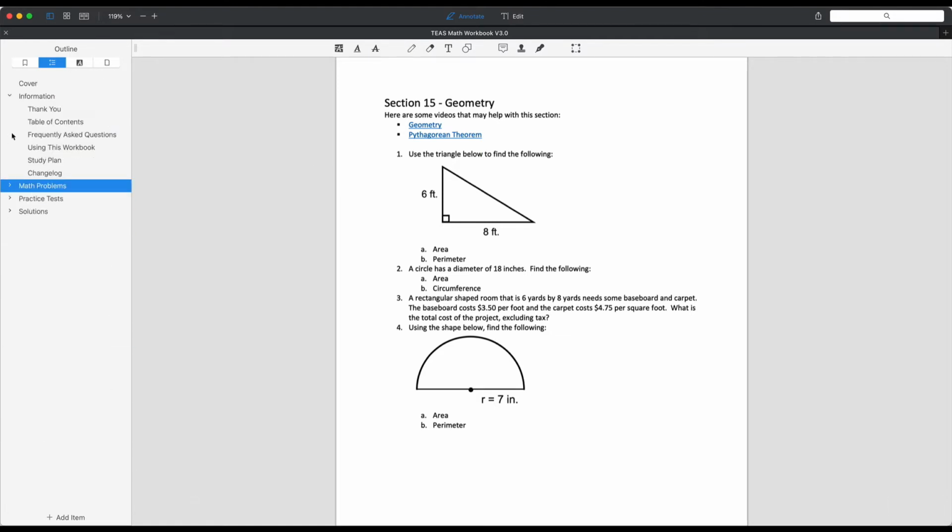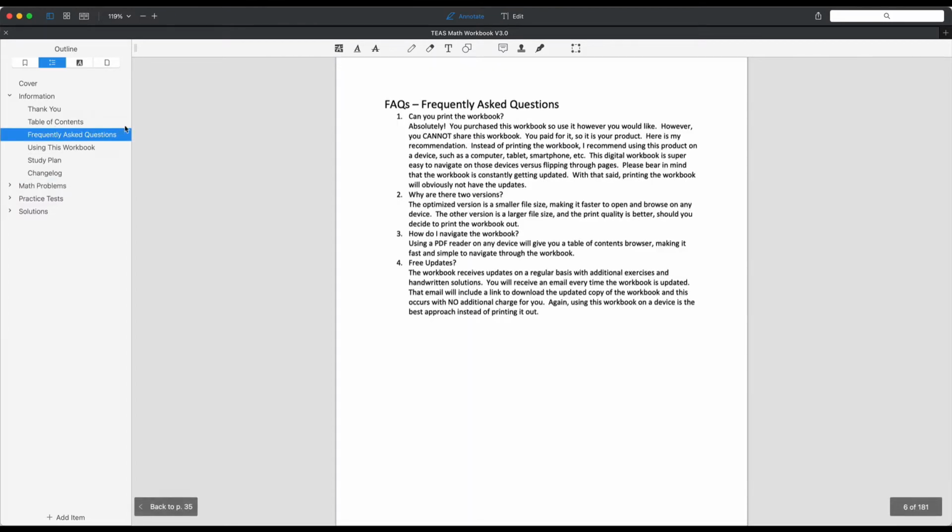I've seen some questions posted. I get a lot of questions when people buy it. They're like, hey, can I print it out? Frequently asked question. Absolutely. Once you pay for it, you can do whatever you want to do with it, except share it.